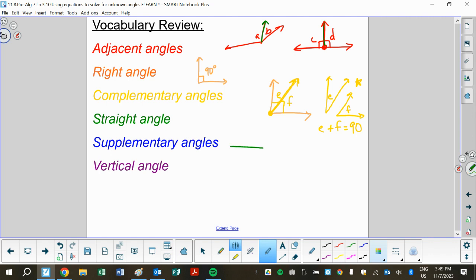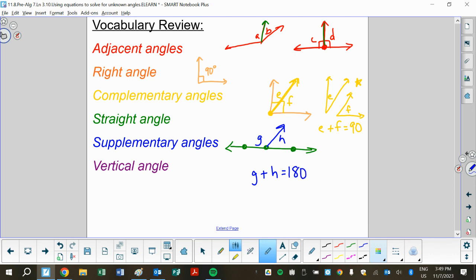Straight angle, ladies and gents, we've already discussed. Any angle, as weird as it seems, that would make a perfectly straight line. Supplementary angles, for instance, angles G and H, are two angles that when added together would equal 180 degrees in total.